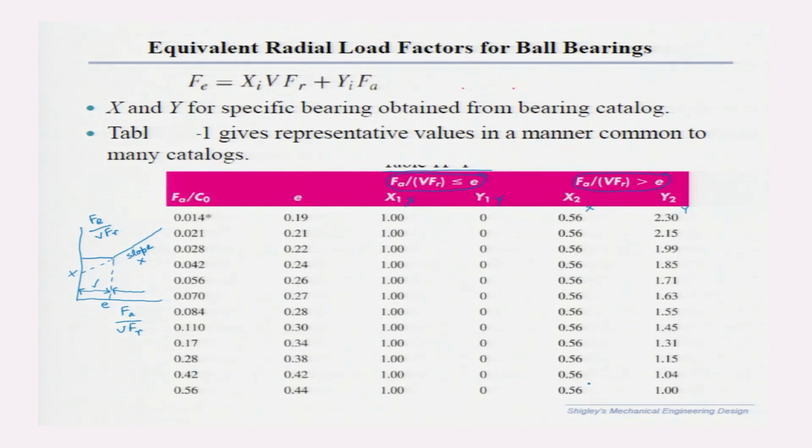So what you have to do is, you have to simply first determine the value of Fa upon C0. That will give you the value of e. Depending on the value of e, you will compare either this or this to get the value of X and Y. Now knowing the X and Y, you will get the equivalent dynamic load, selecting the value of V depending on whether the inner race is rotating or the outer race is rotating. So you will get X V Fr plus Y Fa. Now equivalent load you have.